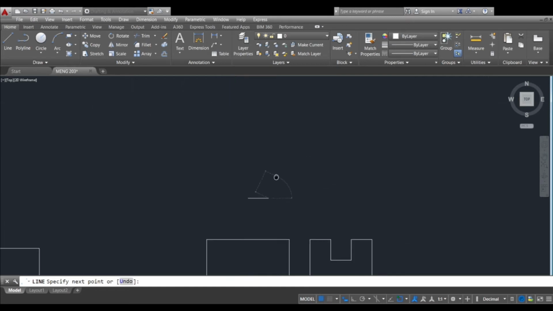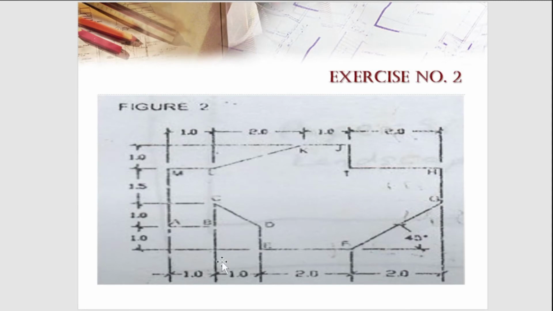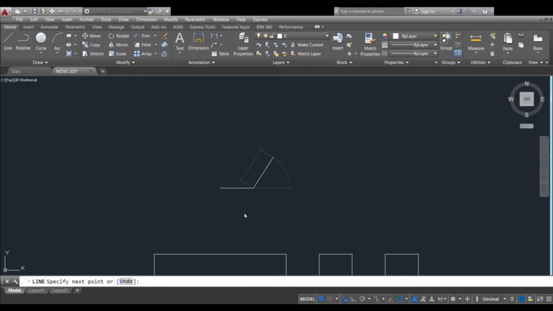Okay. So next point, our next point is point C. So we're going up by 1 unit, and that is 90 degrees. If we're going up straight, that is 90 degrees. So at 1 angle 90. So going to letter D.